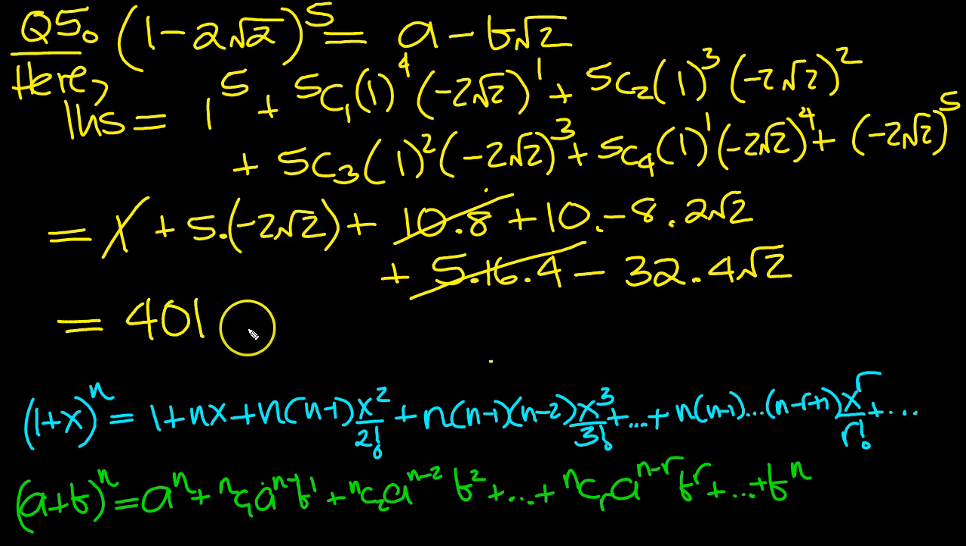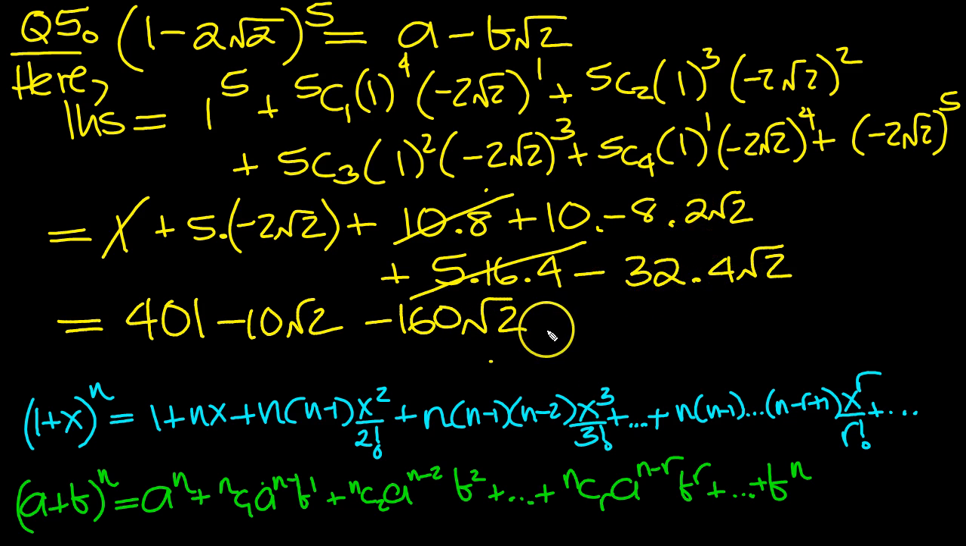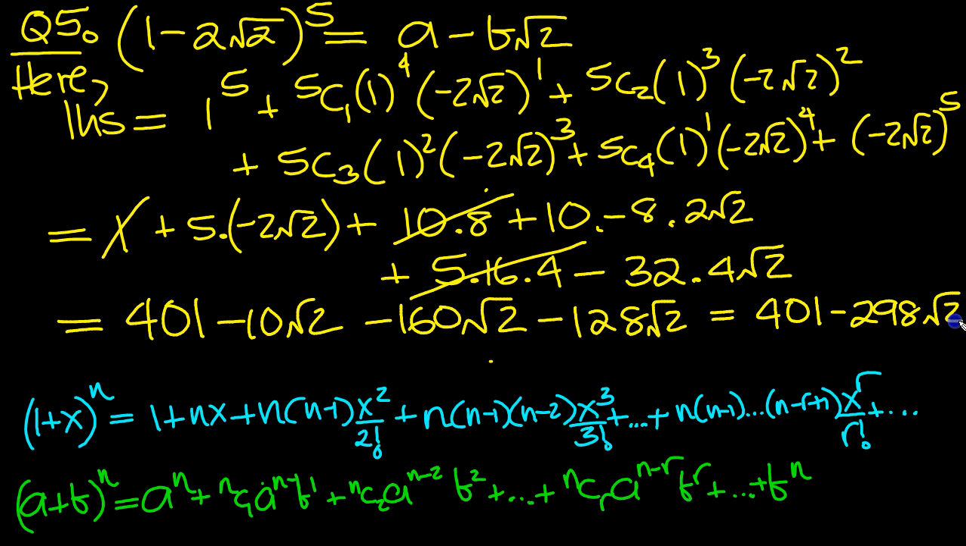And then we've got -10√2 here. We've got -80 times 2 is -160√2. And then we've got -128, haven't we? It's 4 32s, -128 lots of √2. So what have we got? We've got 401, which we did before. -160 - 128 is -288. Minus another 10 is -298√2.